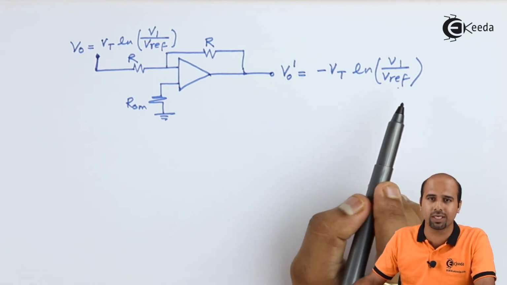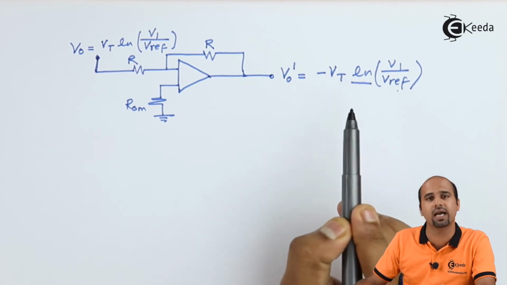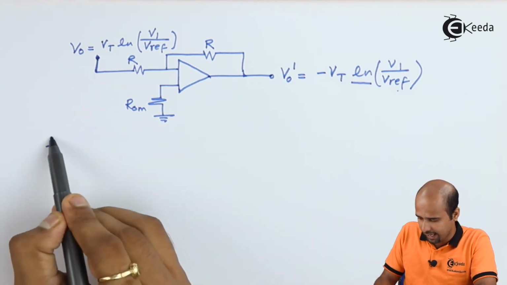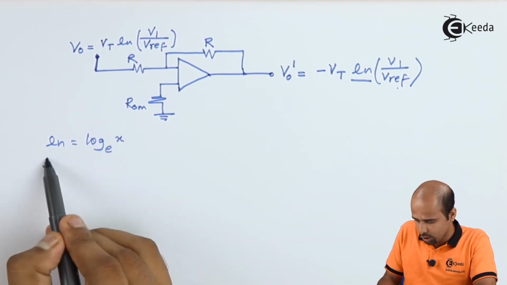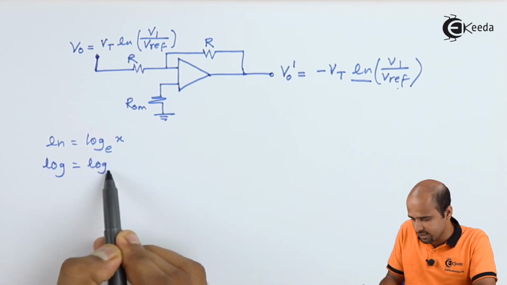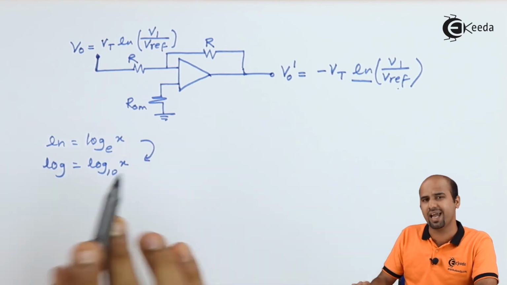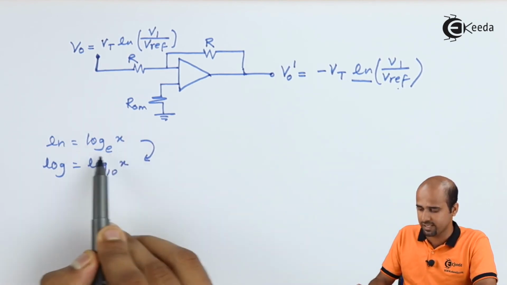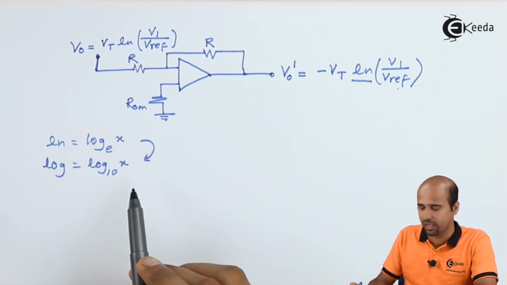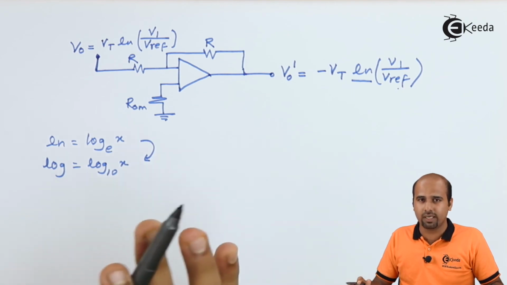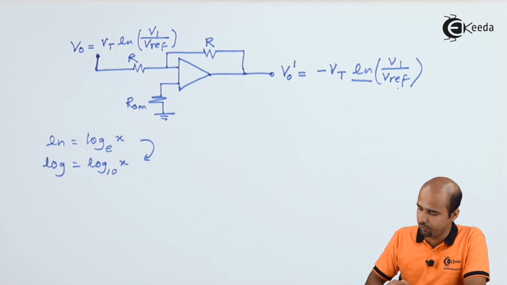Now only one question is unanswered. Can we convert this ln into log? Because ln is nothing but log to the base e, and log is nothing but log to the base 10. We can easily convert by a mathematical expression. Log of x divided by log of e, that we will be getting log of x to the base 10. This is a mathematical expression to convert this. This is very easy, not from a circuital point of view.